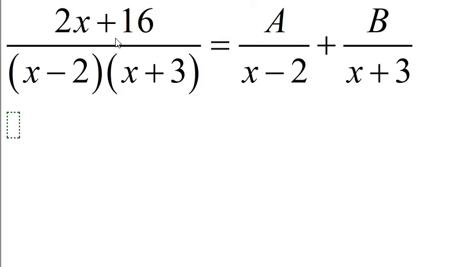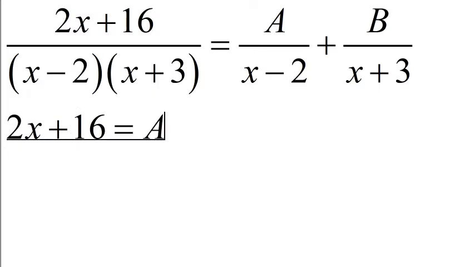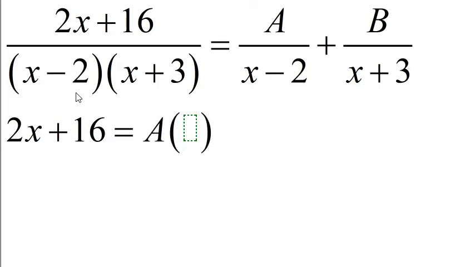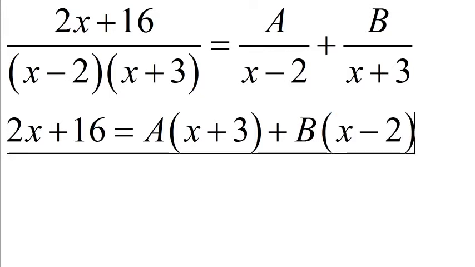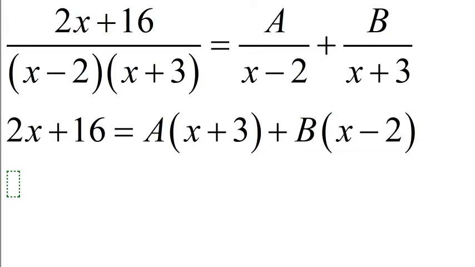So 2x plus 16 equals what? A times x plus 3 plus b times x minus 2. Okay, so far so good.